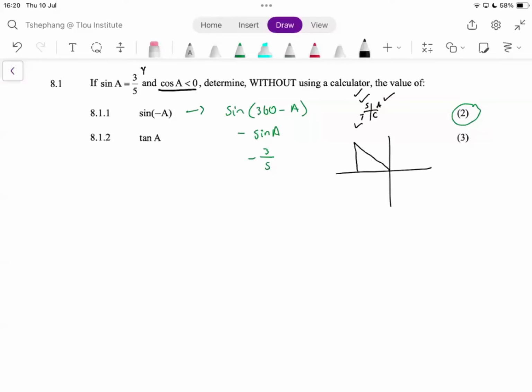And sine is y/r. So this is 3 and this is 5. It's going to be easy for us to find x. X will be -4. This is a 3, 4, 5 triangle. You can use Pythag. X squared is equal to r squared minus y squared. So 5 squared minus 3 squared, 25 minus 9, which is 16. X equals plus or minus the square root of 16. X equals -4 because it's in the second quadrant.